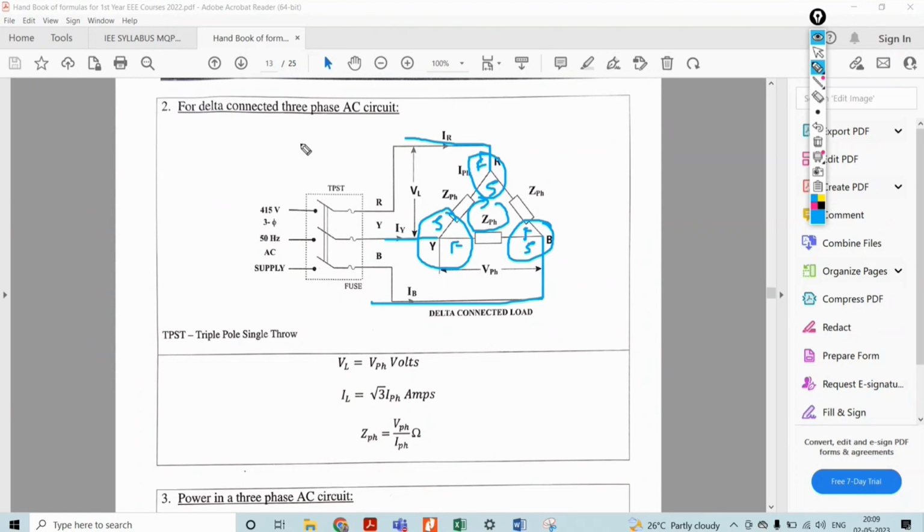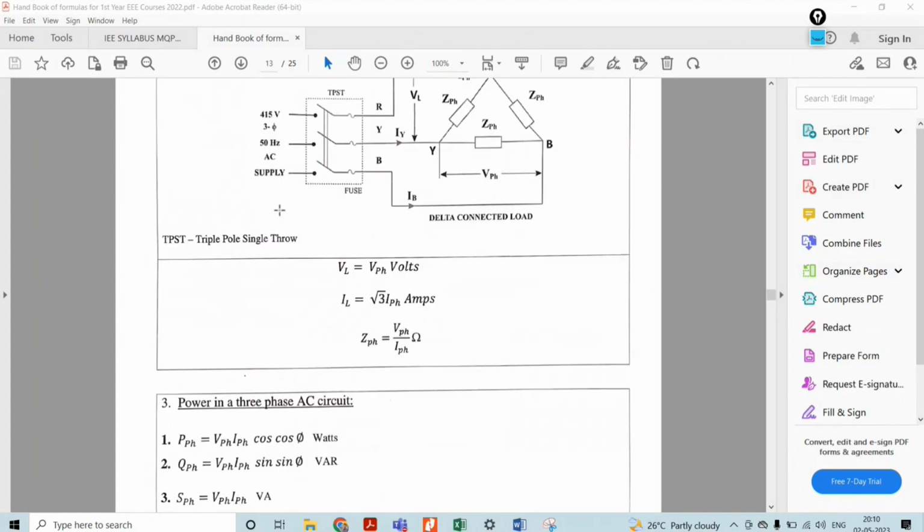In case of delta connected system, VL equal to V phase, then IL equal to root 3 times I phase. Z phase is equal to V phase by I phase. These equations you have to remember. But these equations will also be present in your data handbook, and this network will also be there. Practice that properly in order to solve your numericals. Make use of that effectively. Remember what content should be present where.